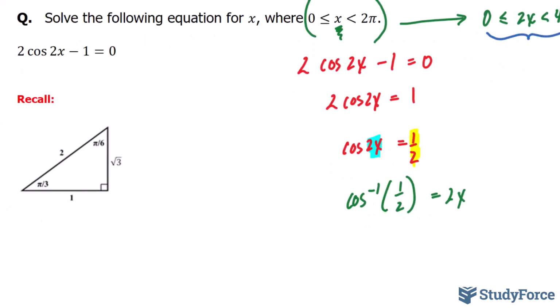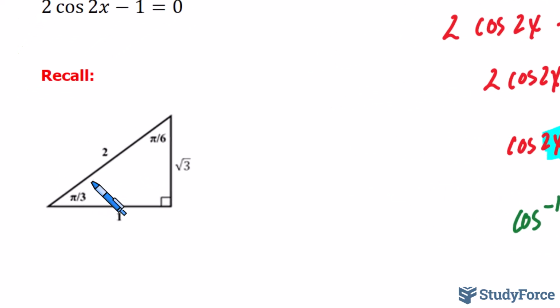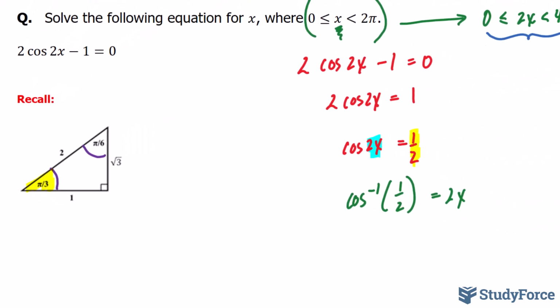Our next step is to find our reference angle that will give us this special ratio of 1 over 2. So if you take a look at the special triangle, we have two potential reference angles, pi over 3 and pi over 6. And according to the definition of cosine, which is a ratio comparing the adjacent length to the hypotenuse, the only angle that would satisfy that is pi over 3. So adjacent to pi over 3 is 1 and the hypotenuse is 2. So our reference angle, which I'll call alpha, is equal to pi over 3.